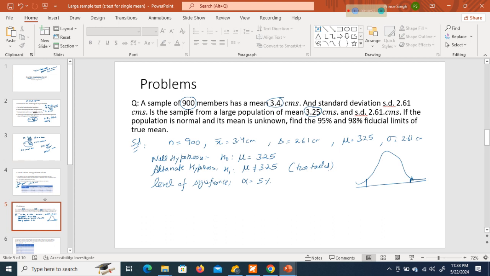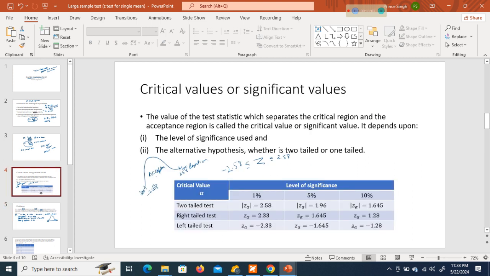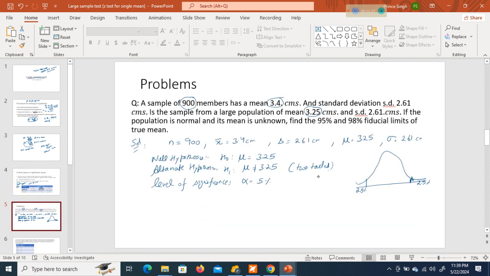Alpha 5% in a two-tail test means 2.5% rejection from this side and 2.5% rejection from this side. In a two-tail test with alpha equal to 5%, the value of mod Z alpha is 1.96, which means the critical values are from minus 1.96 to 1.96. What does it mean?